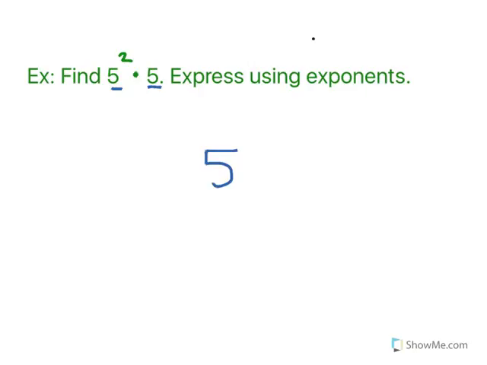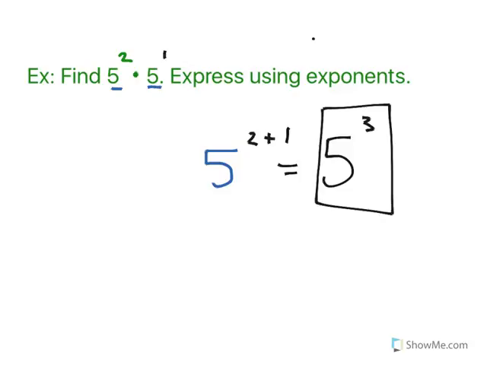And we're going to look at the powers. So we have 5 to the second power times 5. And there's really an imaginary 1 up here, 5 to the first power here. So what we're going to do is we're going to do 5, and then it's going to be 2 plus 1 to the 2 plus 1 power. And that's going to reduce to 5 to the third power. That's my answer right there. Easy and as simple as that.